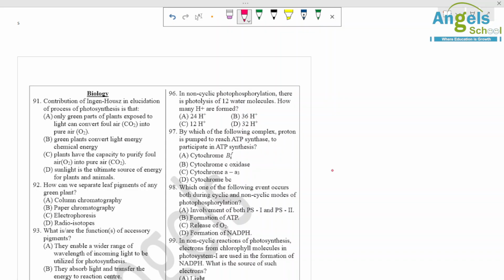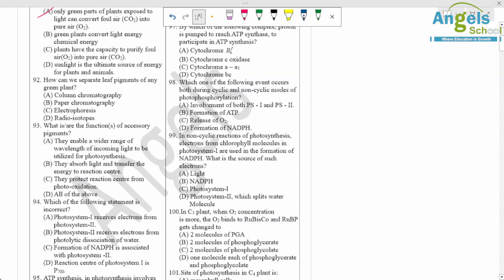So in this case option 1 is the right answer. Only green part of the plant that is exposed to the light can convert CO2 into oxygen. Question number 92. How can we separate leaf pigment of any green plant? Option A, column chromatography, B, paper chromatography, C, electrophoresis, and D, radioisotope. So we can use paper chromatography for separation of the pigment.